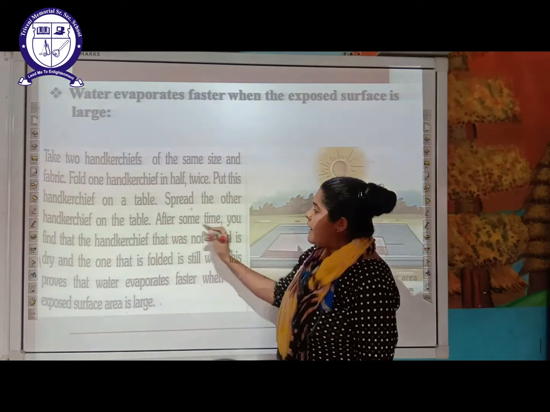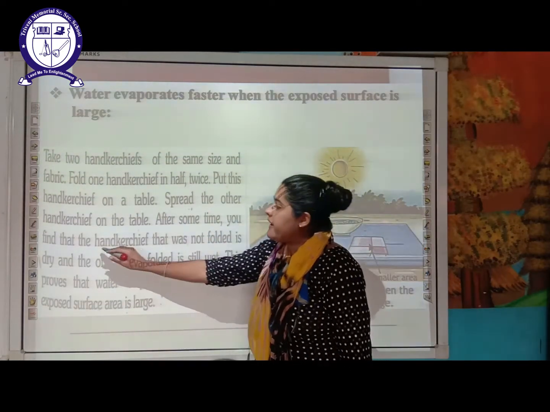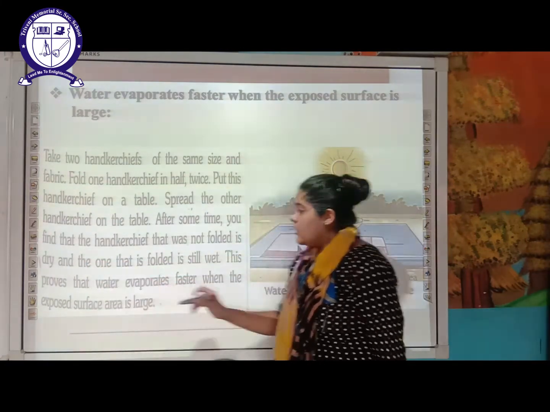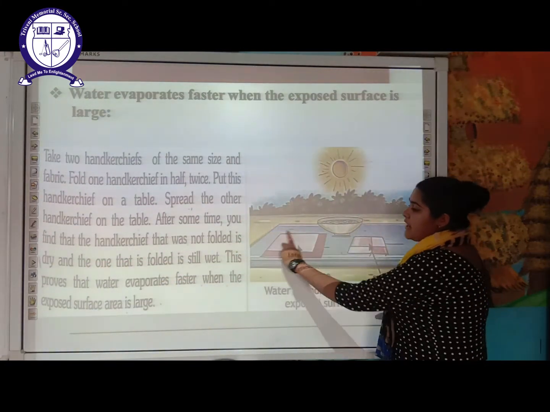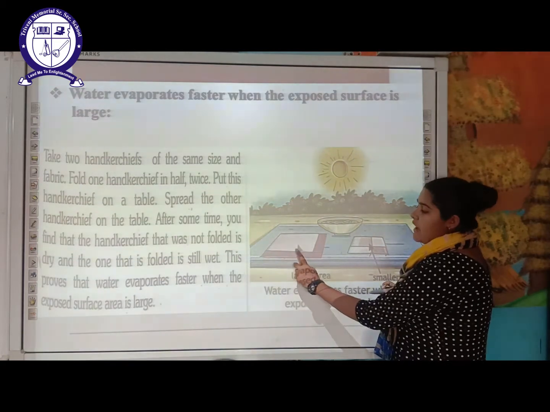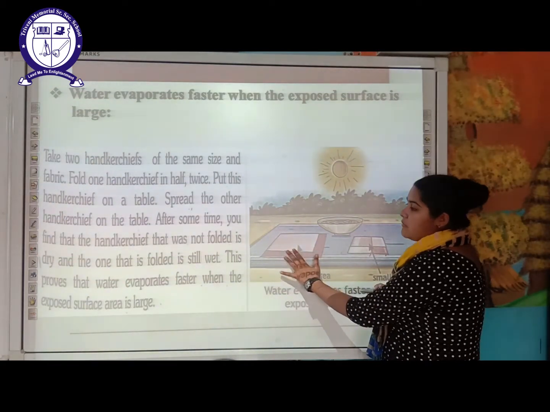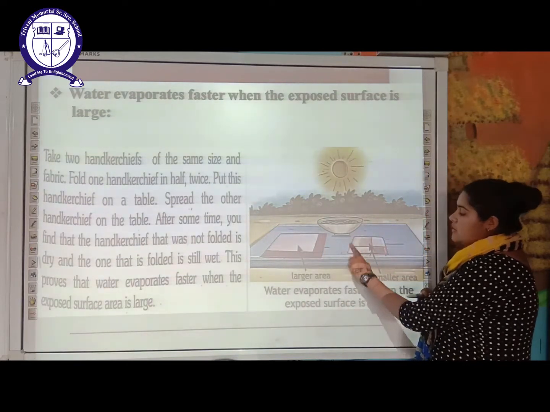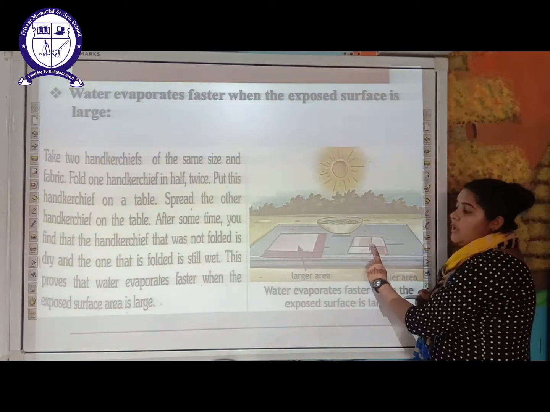Hot is there. So after some time you will find that the handkerchief that was not folded is dry. Okay, so this one which is spread completely, after an hour or after some time will dry completely as compared to the one which is folded. So this one which is folded will still be wet.